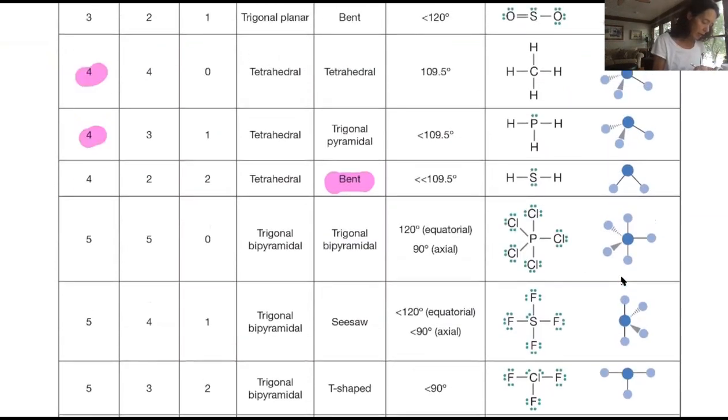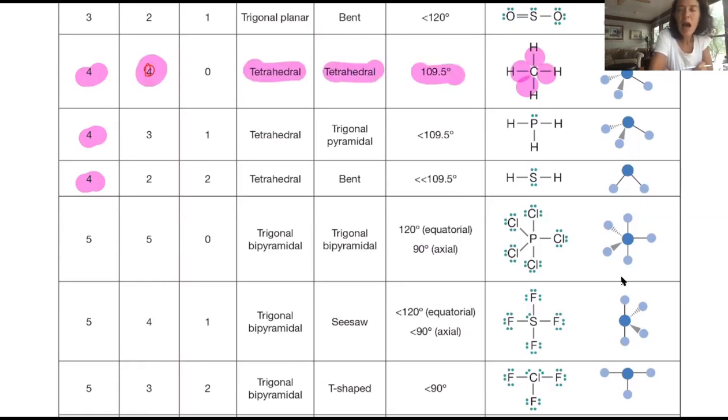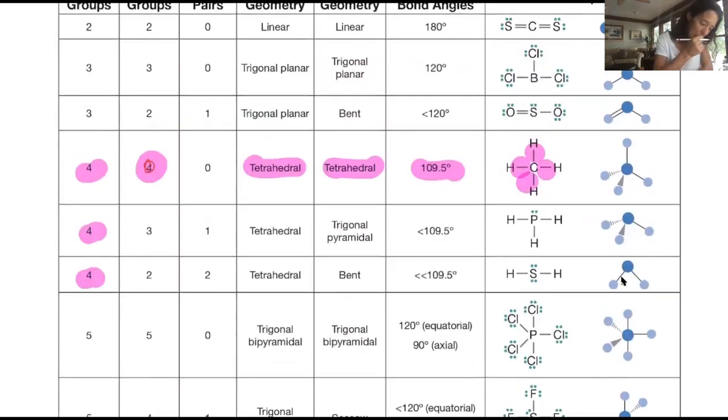We can have 4 domains, right? There is something I need to point out here, okay? So we could have 4 domains. Within those domains, we could have all 4 being bonds, and we're going to be tetrahedral. We're going to be 109.5. I would remember that. You don't have to memorize all of them, but you need to remember that, okay? And a couple more. You need to also remember this one right here.